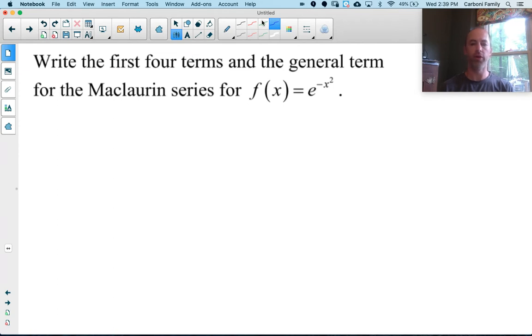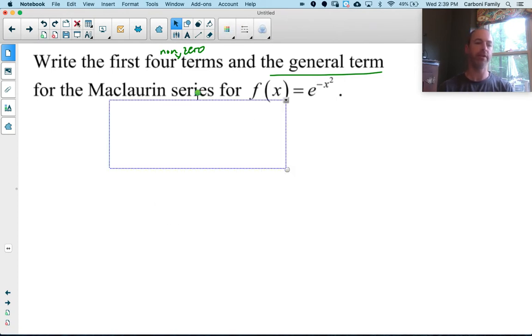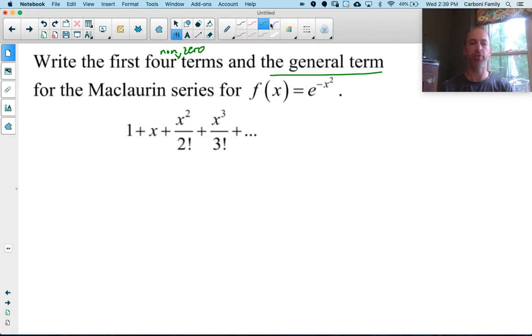The first 4, again, I should have added the phrase non-zero here. First 4 non-zero terms and the general term. So here we need the general term also for the series of f of x equals e to the negative x squared. And so we're going to have to think about my memorized series for e to the x. And so e to the x is equal to that series. And I'll throw the general term over here, x to the n over n factorial plus dot, dot, dot.